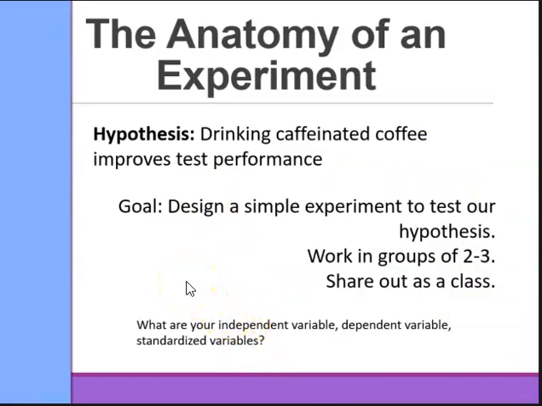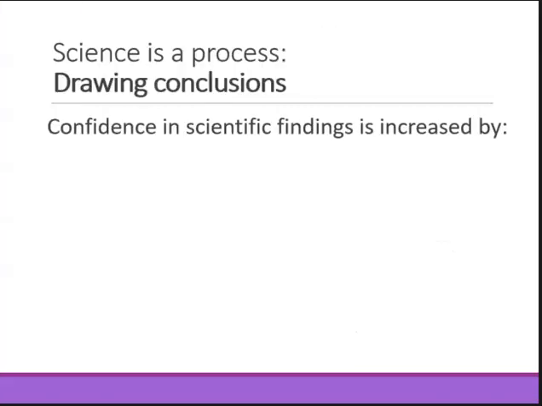Now, in your worksheet that is given to you on Canvas, you do have a scientific method type worksheet. So the hypothesis will be drinking caffeinated coffee improves test performance, and the goal is to design a simple experiment to test the hypothesis. Originally you were supposed to work in groups, but this is an independent worksheet that you will be working alone and filling out.